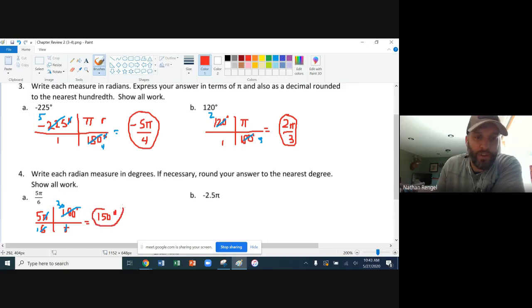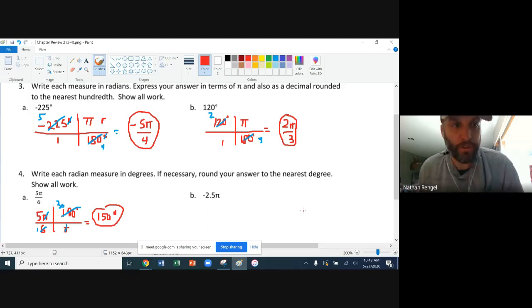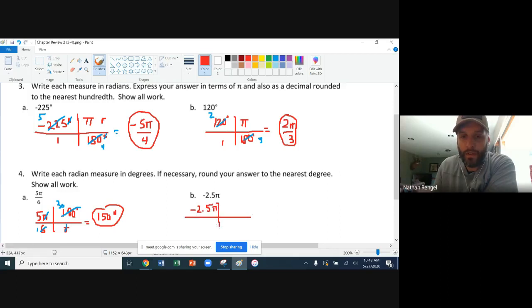So far, all three that we've had have been on the unit circle. So you can go and find 5 pi over 4, that would be 225 degrees. 2 pi over 3 would be 120, and then 150 would be the 5 pi over 6. The last one is not on the unit circle, so this one we have negative 2.5 pi. But we can still figure how many degrees that is. We're going to put 180 over pi. So now we've got our pi's canceling, and that's it.